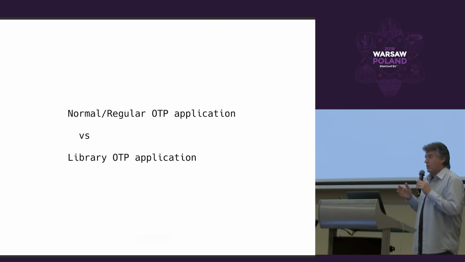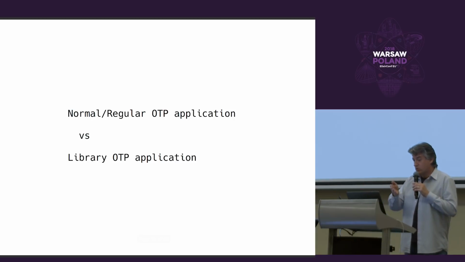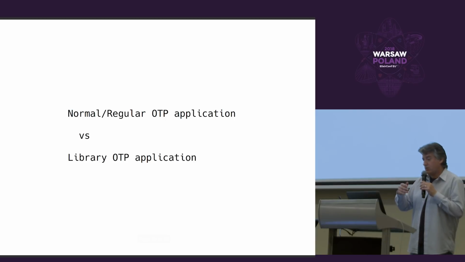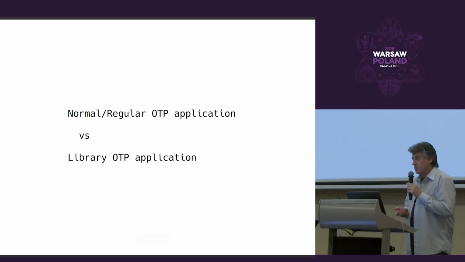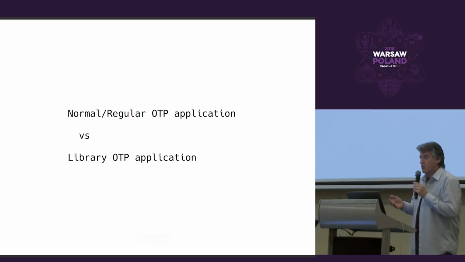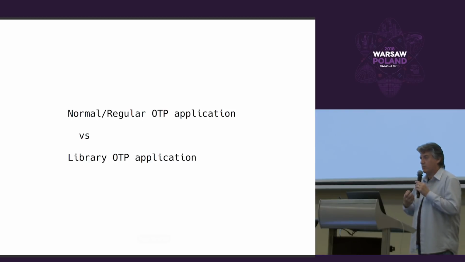But there's no official terminology for distinguishing which is which. So in some books, you will see that they call the ones with a callback module normal applications or regular applications, and the ones that do not have a callback module, library applications. But as far as I know, this is not well established, all right? And for instance, in documentation, you normally don't see it used.